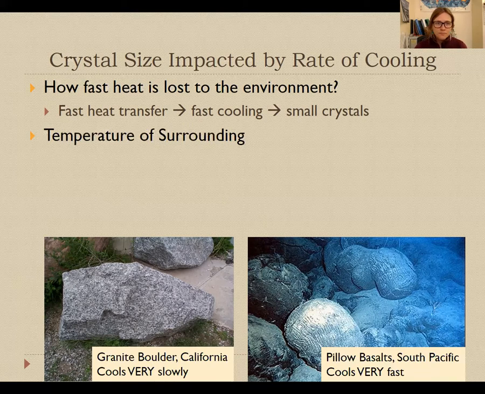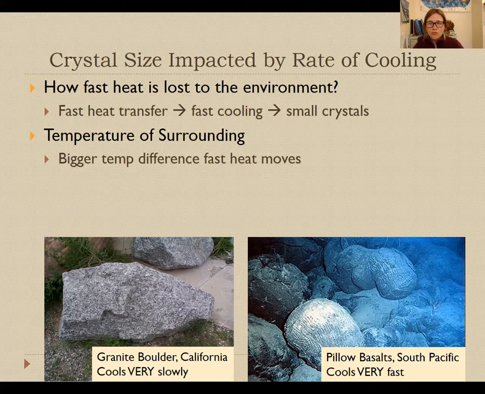Okay, the temperature of the surrounding environment is going to have a big impact on how fast the rock cools down. So in general, when there's a bigger temperature difference between the surroundings and the magma or lava itself, that is going to determine how fast it cools down. When the surrounding environment is pretty similar to the temperature of the melt, then there's not going to be rapid heat loss, and so it's going to cool down pretty slowly, and that's what happens inside the earth in intrusive rocks.